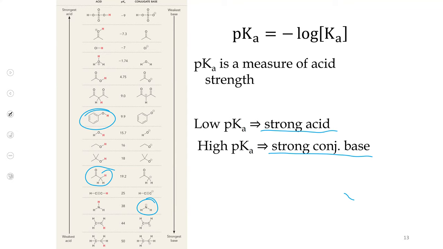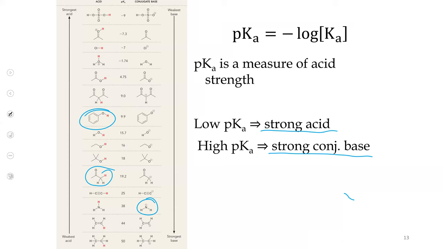PHEN as a prefix usually means that it's a benzene ring, and OL means there's an alcohol. So phenol is an alcohol attached to a benzene ring. That hydrogen, the hydrogen that's on the oxygen, has a pKa of 9.9. It's not a great acid.